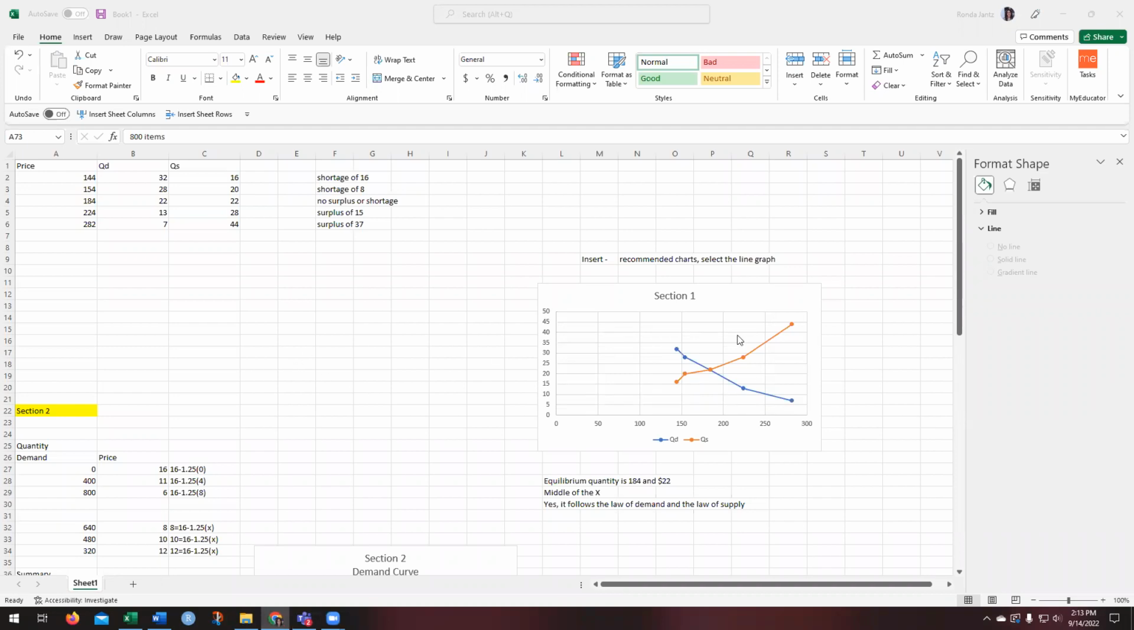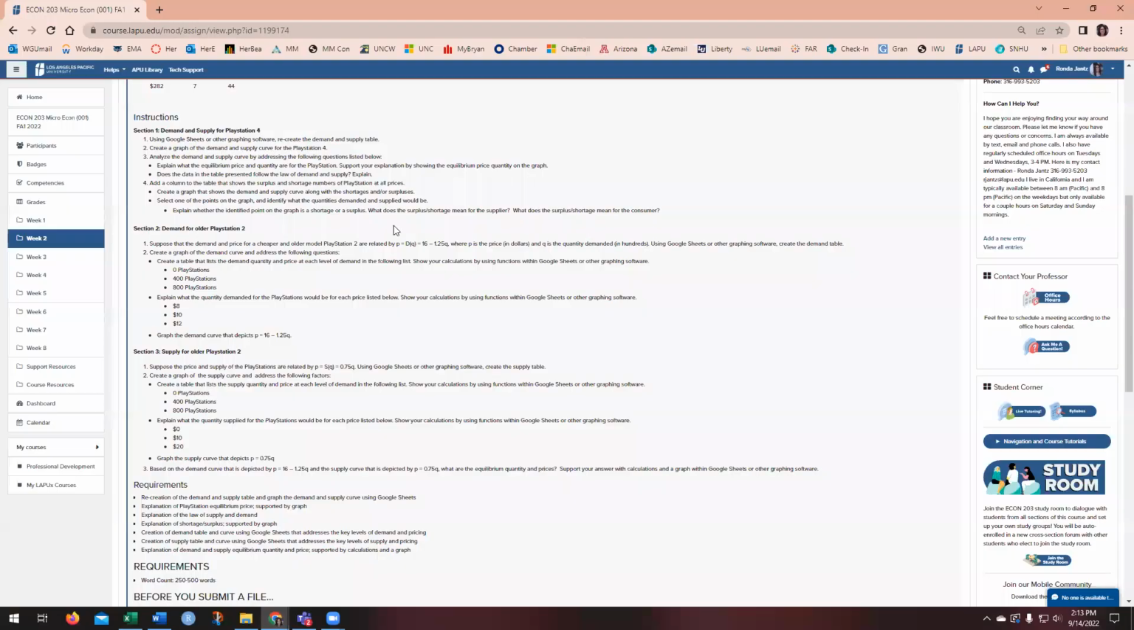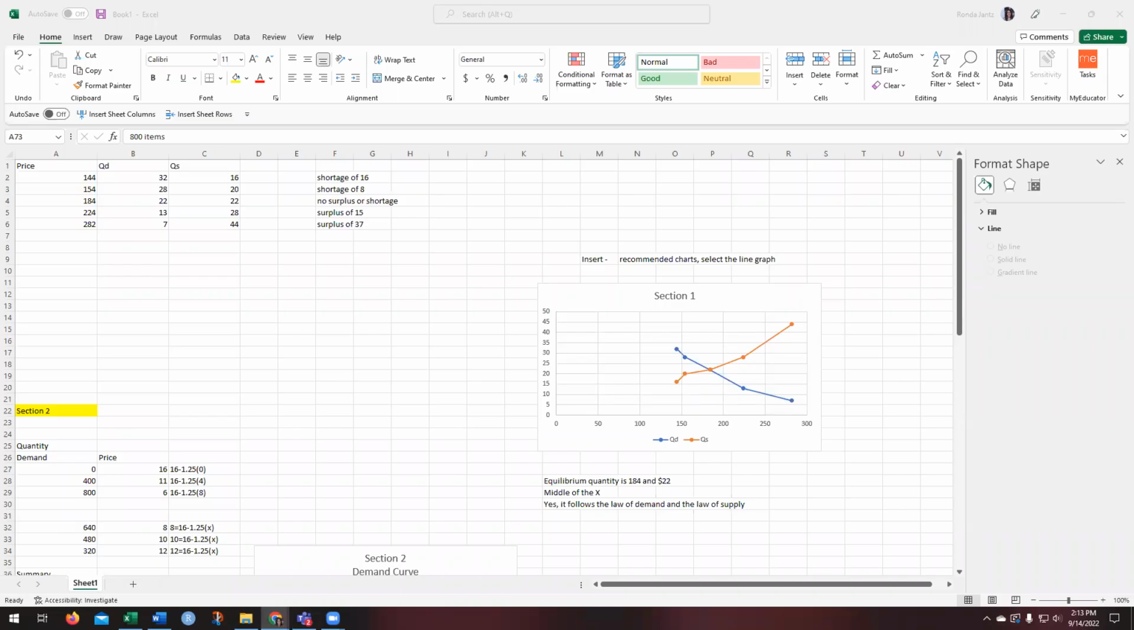The week two assignment is right here, and I'm going to put it on the other screen and go over it with you. I hope that you find this to be helpful. There are three different sections, and I'm going to go through each section. I'm going to do all of the work in an Excel spreadsheet, and I've already created it to give you an idea of what we're doing.